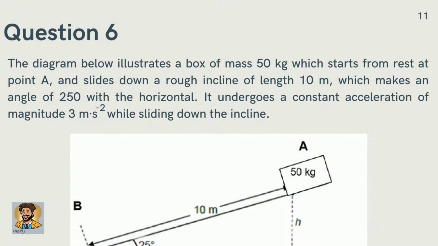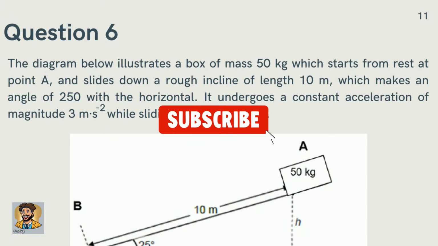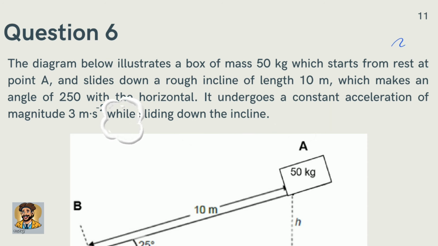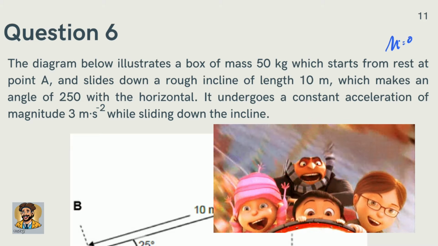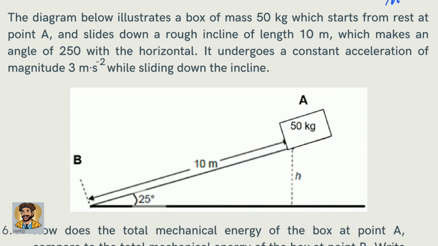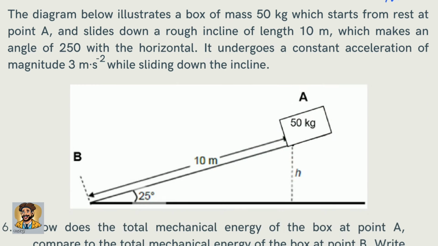This time we're going to be solving question 6 from the work, energy and power consolidation material. The diagram below illustrates a box of mass 50 kg which starts from rest. We can start writing some information here. The initial speed is equal to 0 meters per second at point A, and it slides down a rough incline of length 10 meters. The 10 meters is the displacement, which makes an angle of 25 degrees with the horizontal.